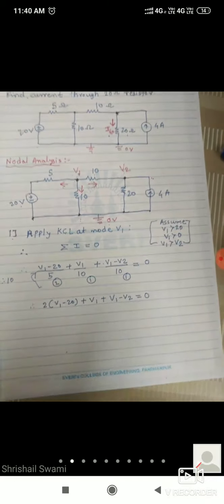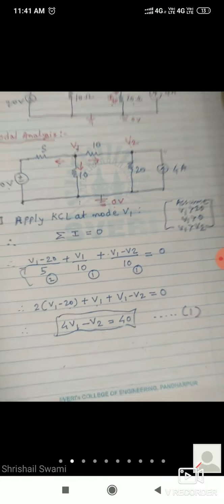2V1 minus 20 plus V1 minus V2, as it is, divided by 10, but on the right hand side what will it be? 0. I am directly avoiding one step. Instead of writing divided by 10 and taking it to the other side again, I will avoid that step. So 2V1 plus V1 plus V1, 4V1 minus 40 minus V2 as it is. Minus 40 goes to the right hand side and becomes plus 40. So this will be equation number 1. I give this equation number 1. Okay, this will be equation number 1.